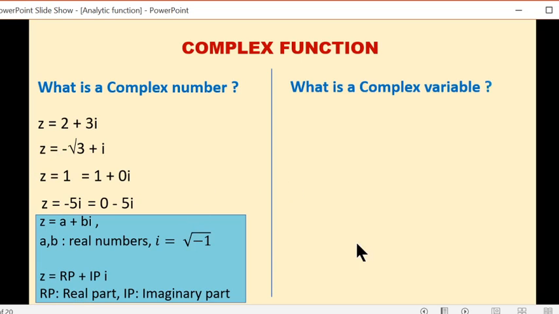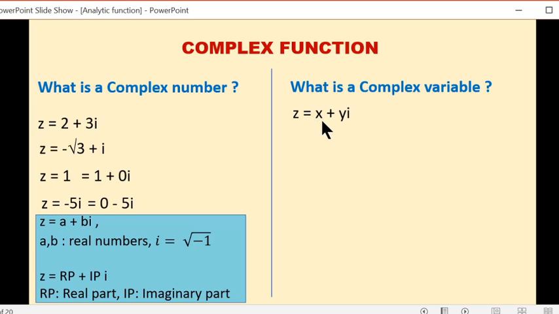Okay, next we saw complex variable. From numbers we go to variables. Now what is a complex variable? z equal to x plus yi. This was our famous expression for complex variable. For numbers we use a and b, and for variable we use x and y. This is the commonly used notation. There is no hard and fast rule that you have to use these only.